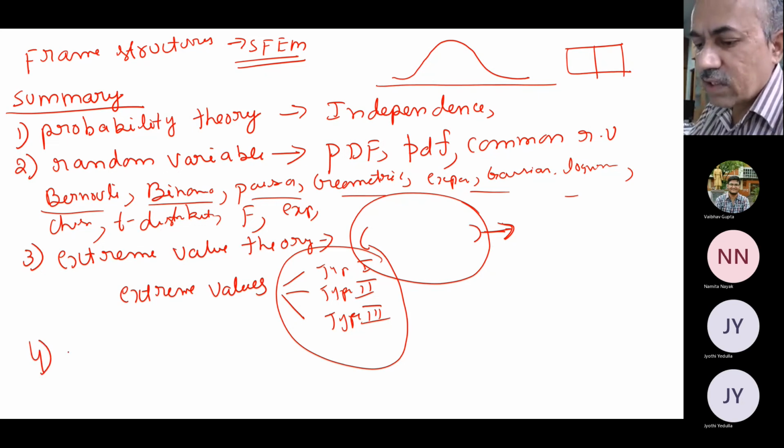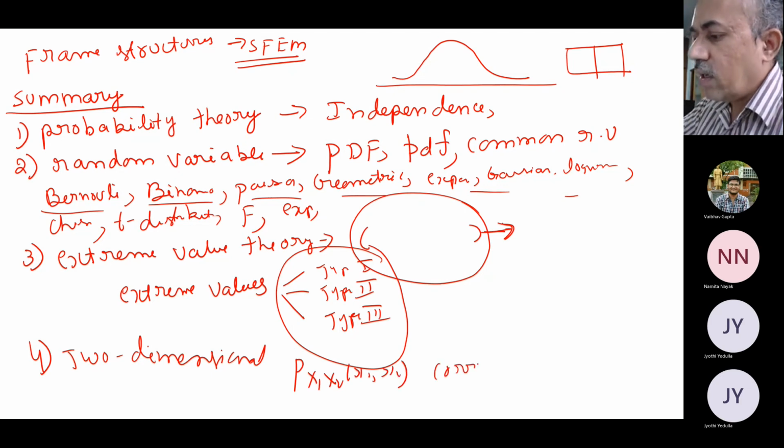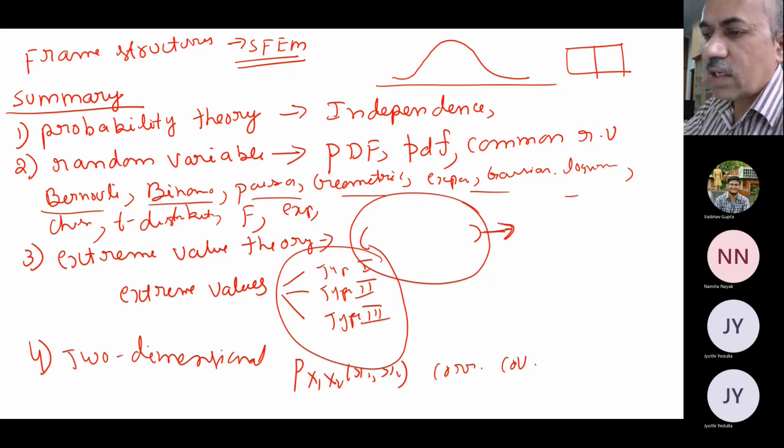Then we have also discussed two dimensions. Two-dimensional means the joint densities, x1 comma x2. Here we discussed the correlation, covariance, and all other things we have seen also. So this also we have discussed in our course. Next, what did we discuss?